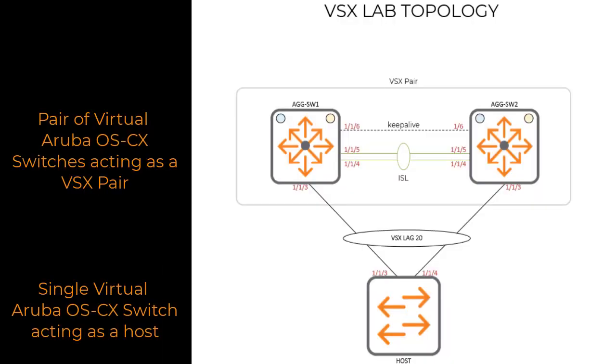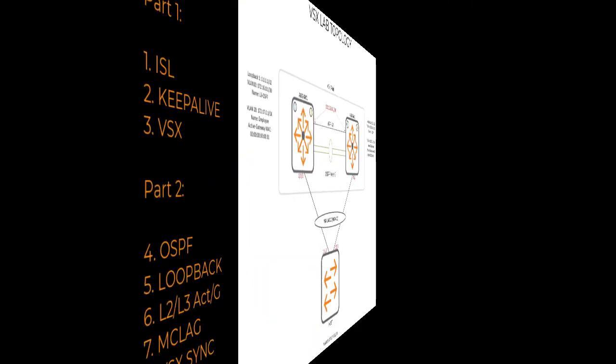The topology we'll use for this lab will look as follows. We'll have two Aruba OS-CX virtual switches acting as a VSX pair, and we'll have a third virtual switch mimicking a host. There'll be a dedicated KEEPALIVE between the VSX pairs and two ISL connections that will form a lag. There'll also be a multi-chassis lag between the VSX pair and the host.